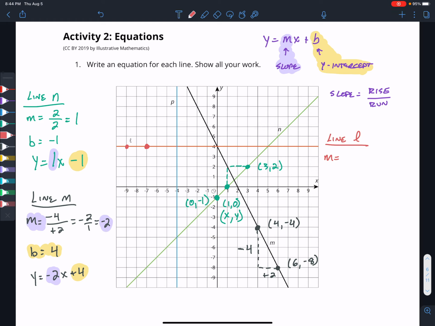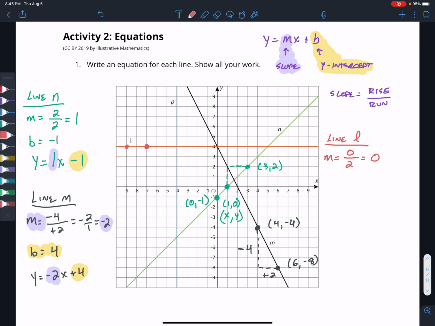So my rise, as I'm going from one point to the next, I'm not going up or down anywhere. So my rise is actually 0. And my run, well, to go from this point to this point, I'm going 2 spaces. Okay, so my run is 2. Well, we know if we have 0 divided by anything, that answer is always 0. So we don't have a slope. We've got a slope of 0 in this.